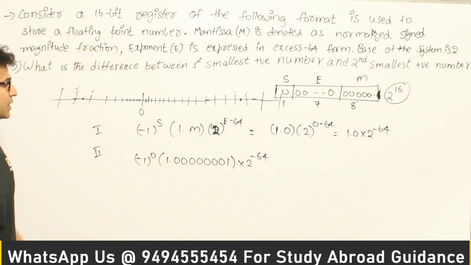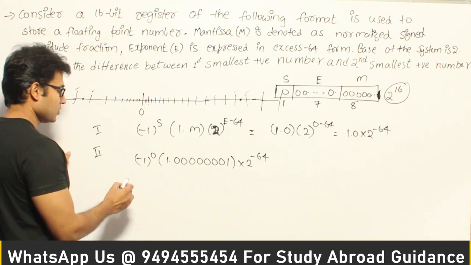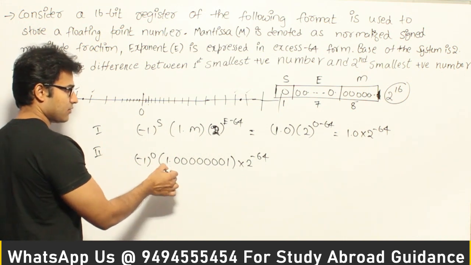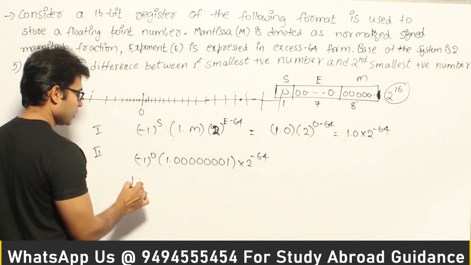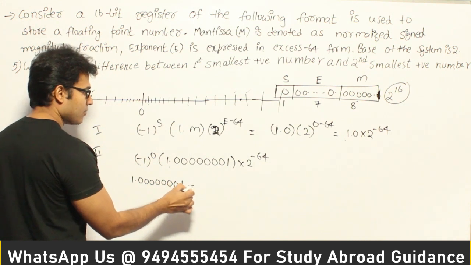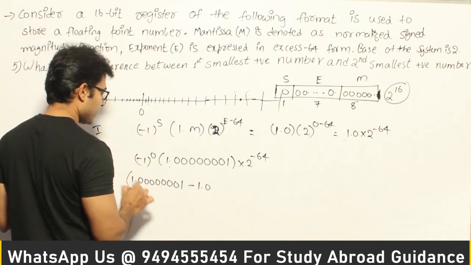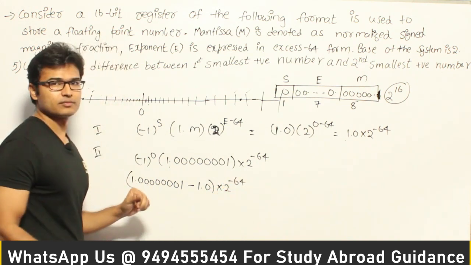Then what is the difference? The difference is this number minus that number, right? So what you will find is, if I subtract this number from this, it is going to be 1.00000001 minus 1.0, into 2 power minus 64, right?